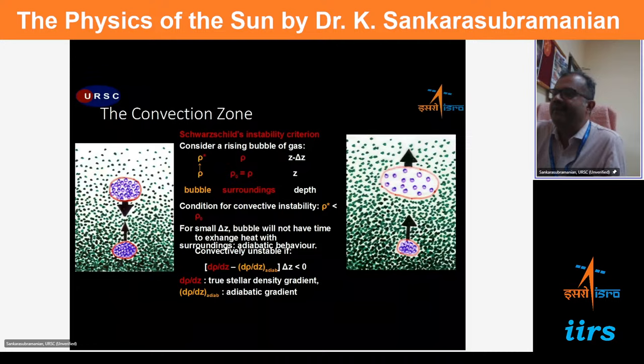And the convection should set in when the density gradient d rho by dz should be larger than the d rho by dz of the outside region. So that means as the parcel of gas moves up, the density gradient on the outside should be much faster than the density gradient inside the parcel of gas, so that it will keep on moving up to the surface of the sun. That is how the parcel of gases moves from the bottom layers to the top layers of the solar photosphere.